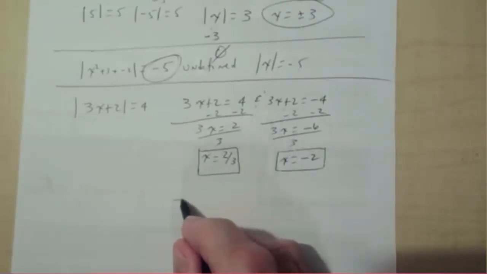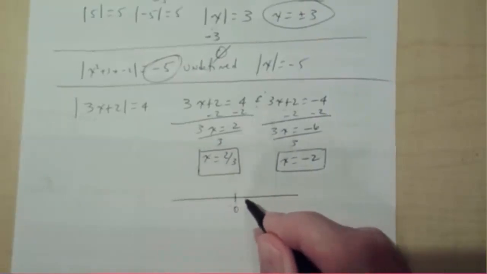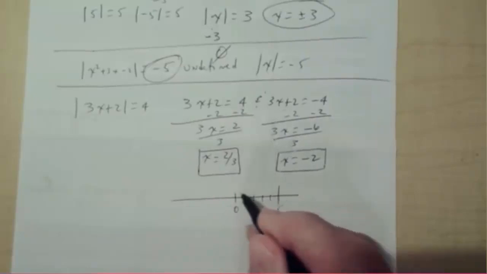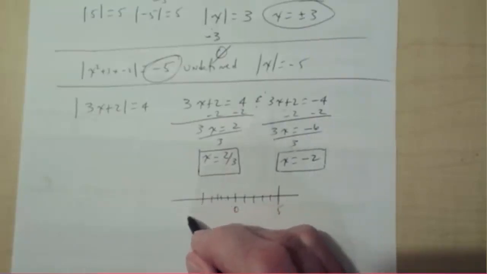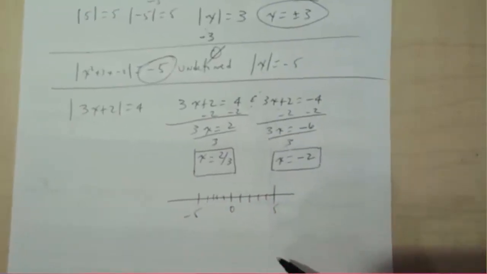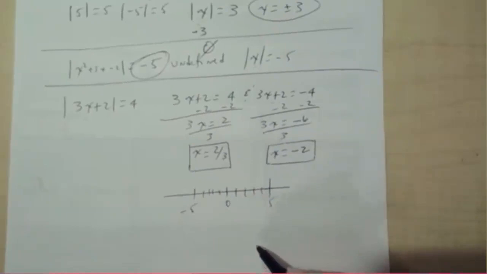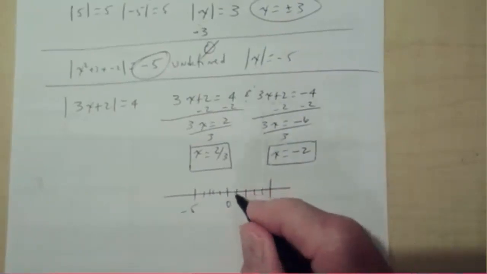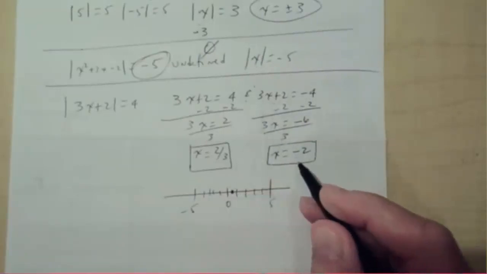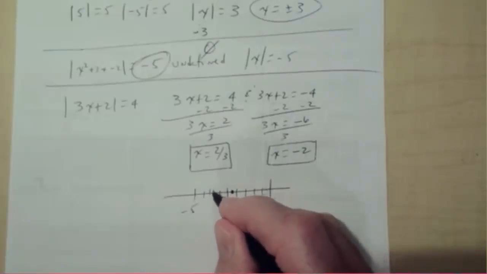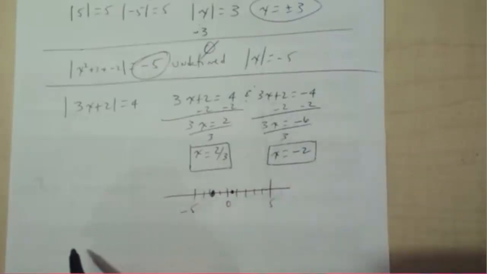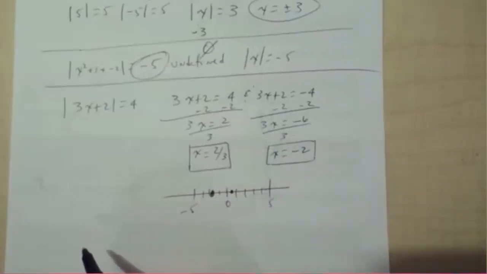And on the number line, it would look like this: 0, 1, 2, 3, 4, 5, 1, 2, 3, 4, -5. X is 2/3, which is a little bit more than half. We'll say right there. And x is -2, which is there. And that's how we would graph that.